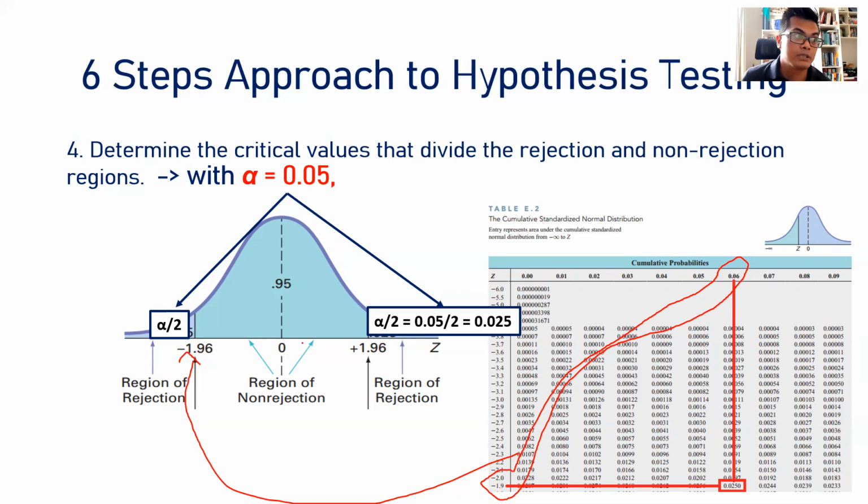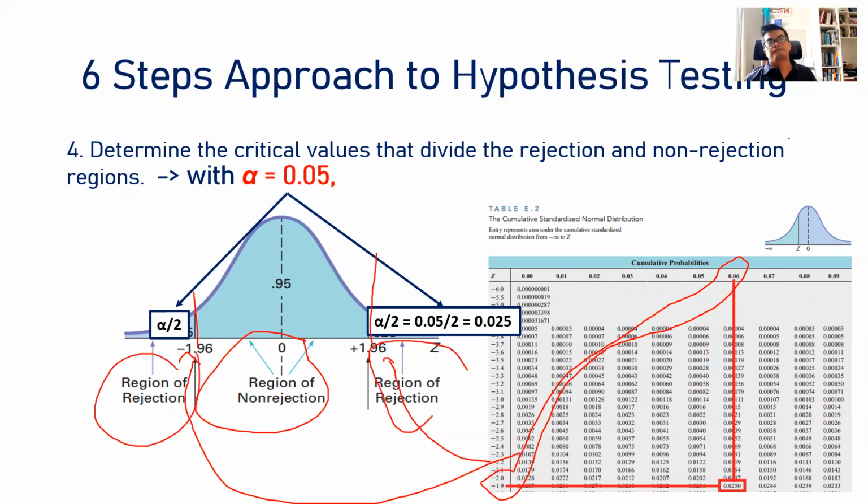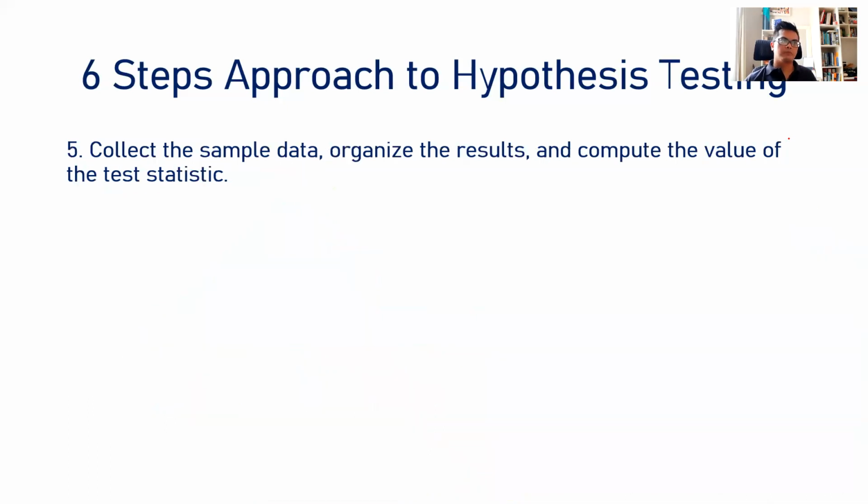You make the positive value out of it. So it's minus 1.96 and plus 1.96. That is the critical value. Now that we have the critical value, the fifth step is to calculate the test statistic, whether it is located within the region of non-rejection or within the region of rejection.